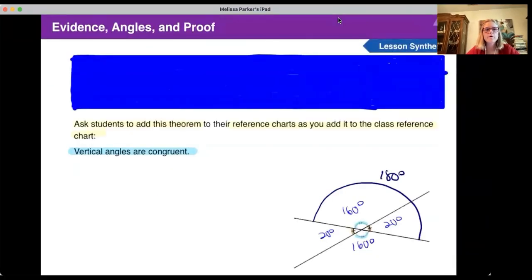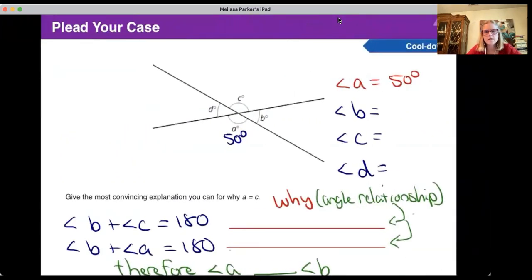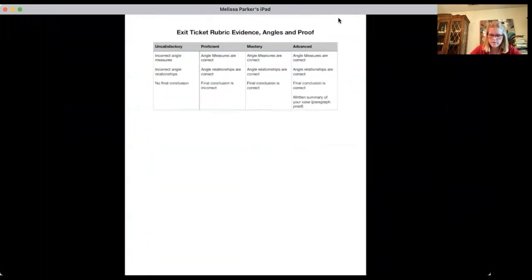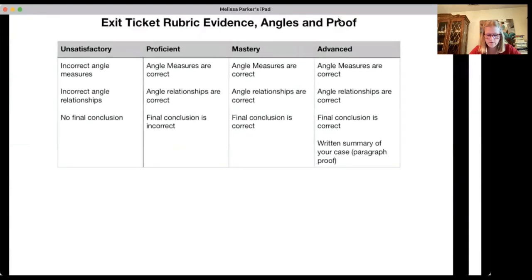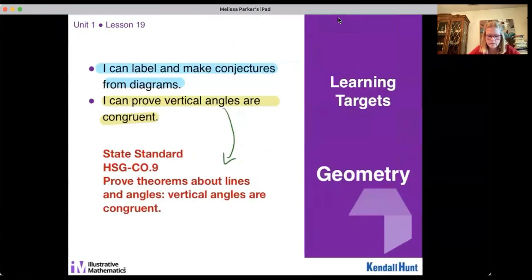So following would be a lesson synthesis as seen on this screen. We would just go over what we have proven, that vertical angles are congruent. We'd mark our diagram and go through it one more time, and then we would add it to our reference sheet. Next, I would assign this exit ticket for completion with the accompanying rubric so they could see exactly what it took to get a proficient, mastery, and/or advanced. And before releasing them, one more thing, I would go over the objectives for the day and the state standard.